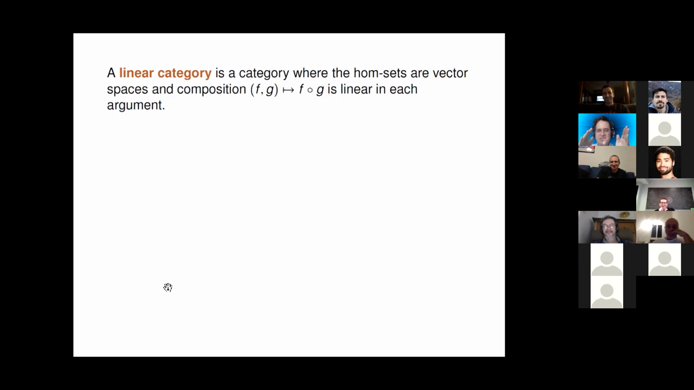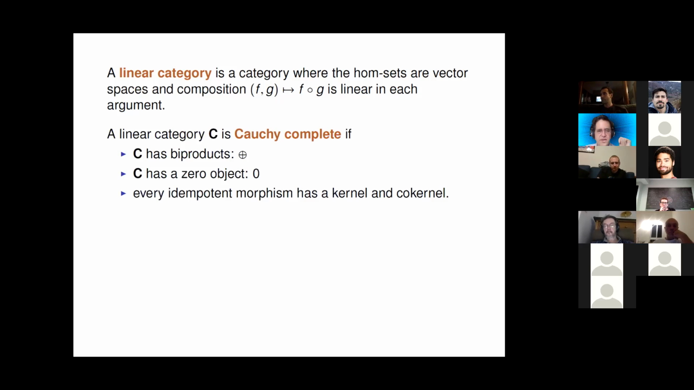So a linear category is a category where the set of morphisms from one object to another is actually a vector space, and composition of morphisms is linear in each morphism. So Vect is a linear category, right? You don't just have a set of linear maps from one vector space to another. You've got a vector space of linear maps from one to another, and composition is linear in each slot. All sorts of categories I've been mentioning are linear, like Rep(G) is linear.